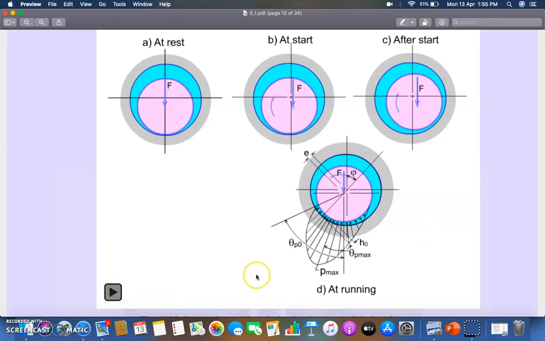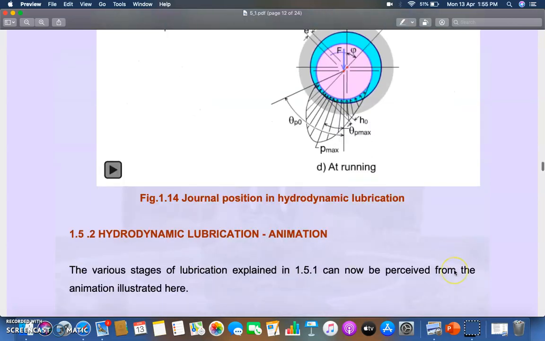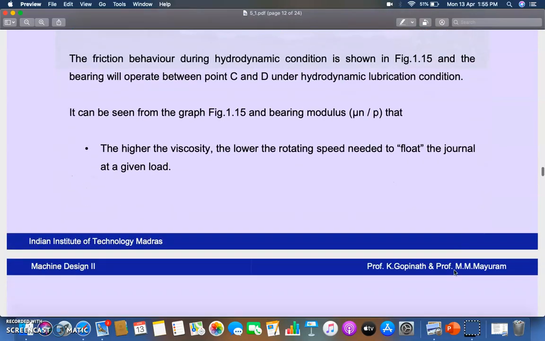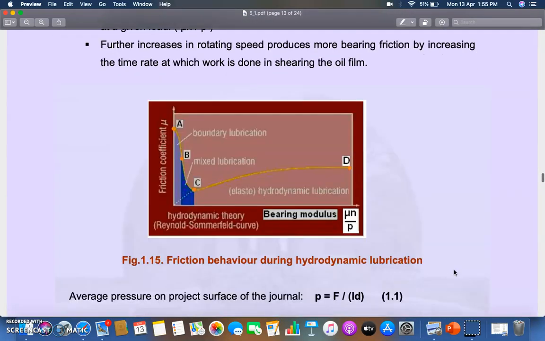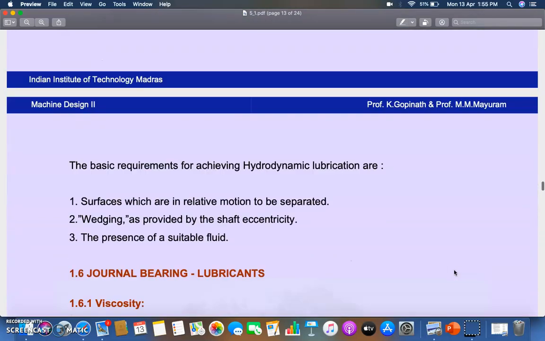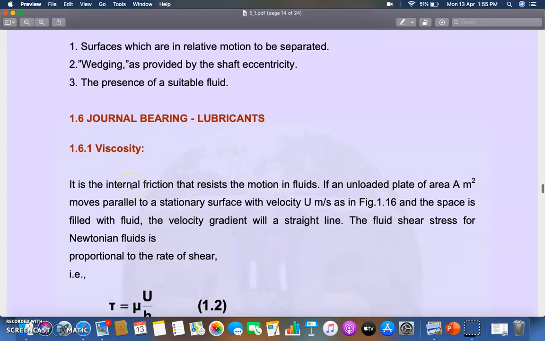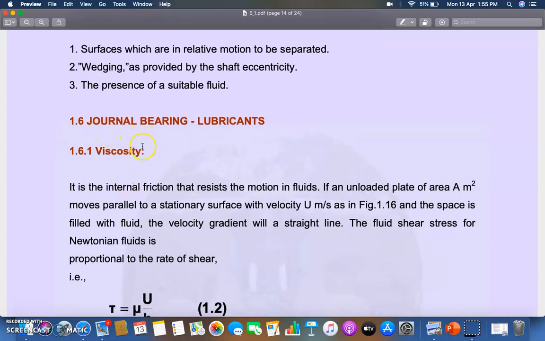bearing. So this is all for today's session, and in the next lecture we will see how we can solve the various problems of lubricated bearings and journal bearings. And if you look at the journal bearing lubricants, these are the properties which are required for any journal bearing.